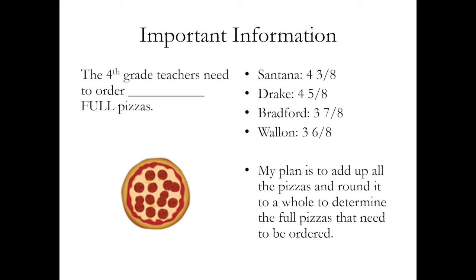Okay, so first I visualize my problem. I'm visualizing all the 4 teachers ordering pizzas for their school. Okay, so now I'm going to rewrite my sentence. When I rewrote my sentence, the 4th grade teachers need to order blank, and this is the key word, full pizzas. I can't order a half of a pizza. That wouldn't make sense. Domino's isn't going to deliver that. So I need to figure out how many full pizzas I'm going to need.